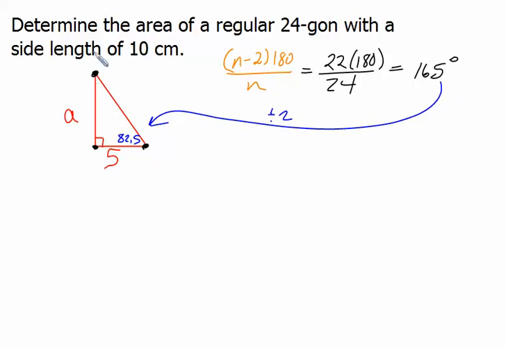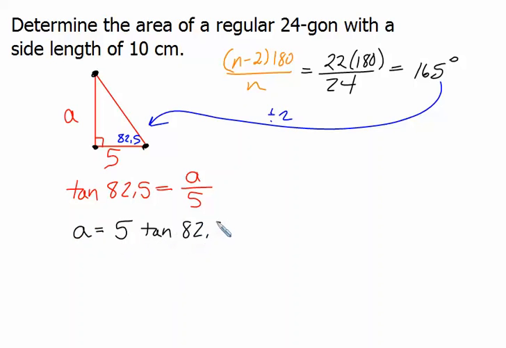Next, as we solve for the apothem, we've got the opposite side and the adjacent side, so we will take the tangent. Tangent of that angle is equal to the opposite, which is the apothem, or A, divided by the adjacent, which is 5. Solving for the apothem, it's going to be 5 times the tangent of 82.5 degrees.